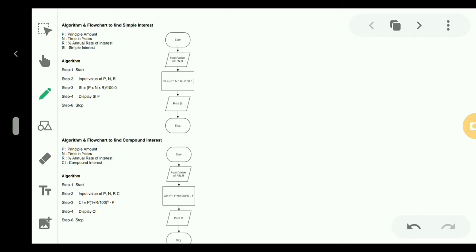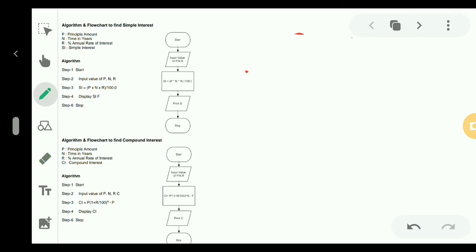So to find the simple interest, what are the requirements? We need to know the principal amount, the rate of interest, and the time as well. So these three we need to take as input. Instead of t you can write n, the number of days. Anything. So first, how to draw the flowchart for it?